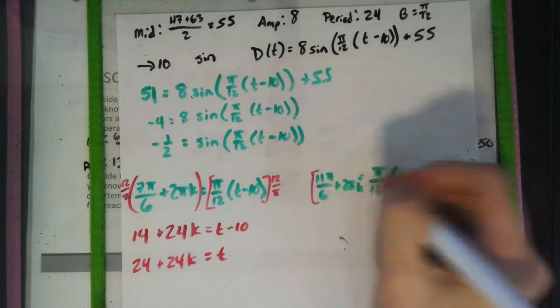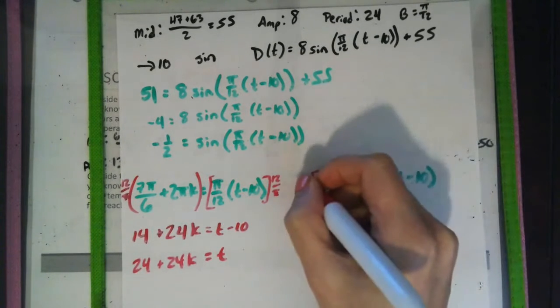Going back over here, I'm going to do the same thing. I'm going to multiply both sides by 12 over pi.